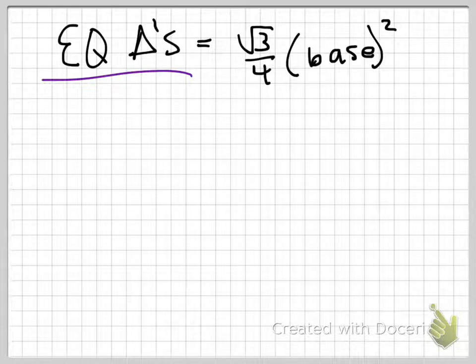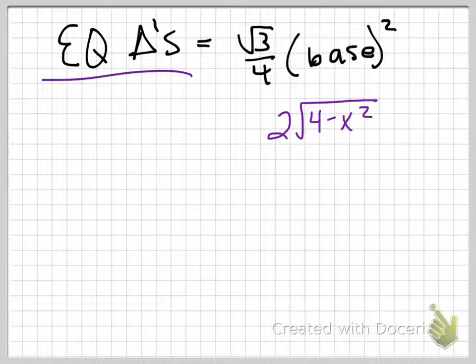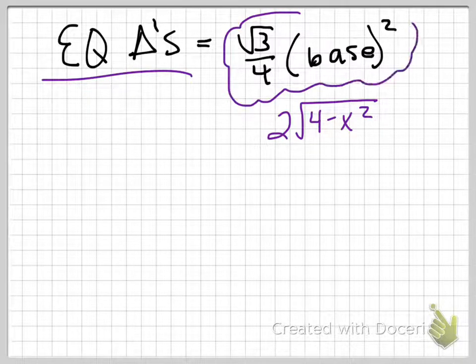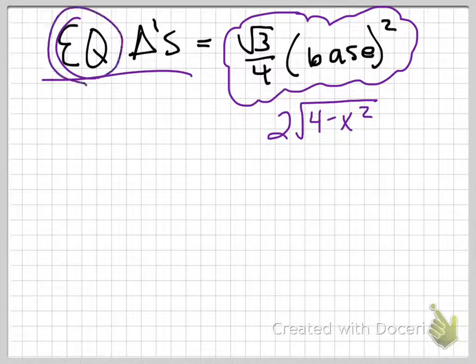Okay, now we're going to do the exact same curve we had before. We're still talking about the circle x squared plus y squared equals 4. So our base we just found a moment ago was 2 times the square root of 4 minus x squared. So here's something to memorize. If you're going to have cross-sections that are equilateral triangles, your formula is the square root of 3 divided by 4 times the base squared.